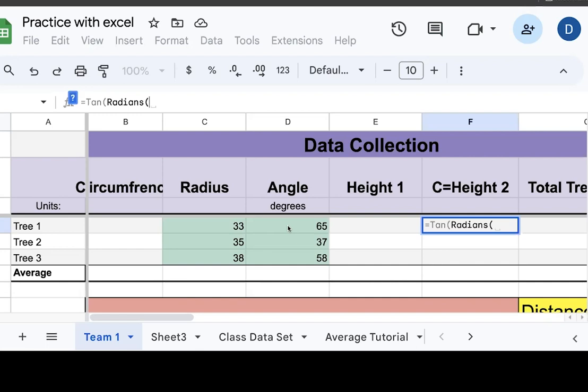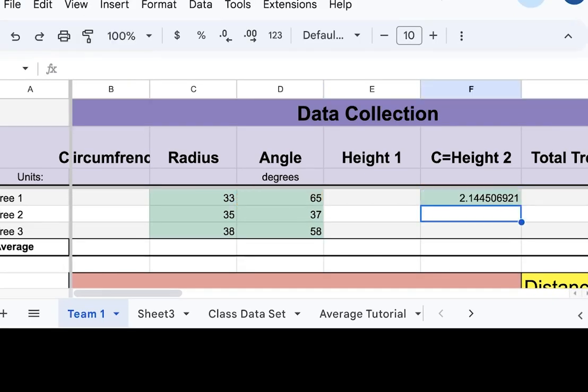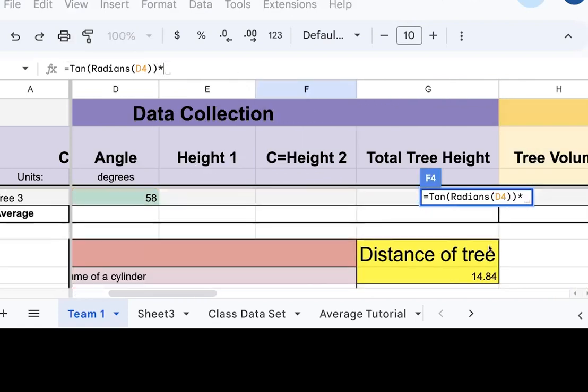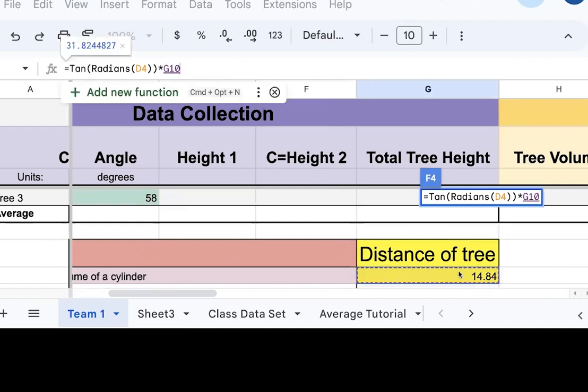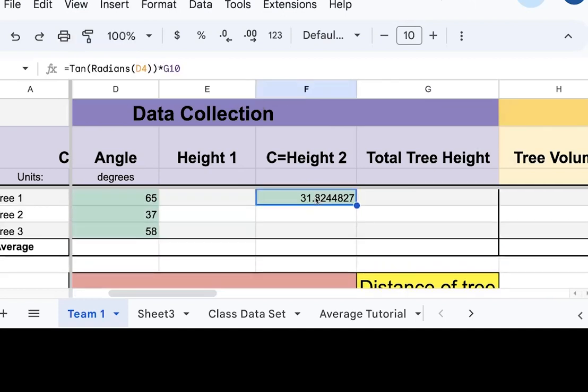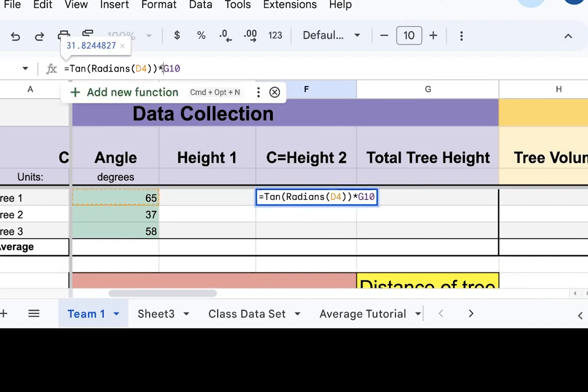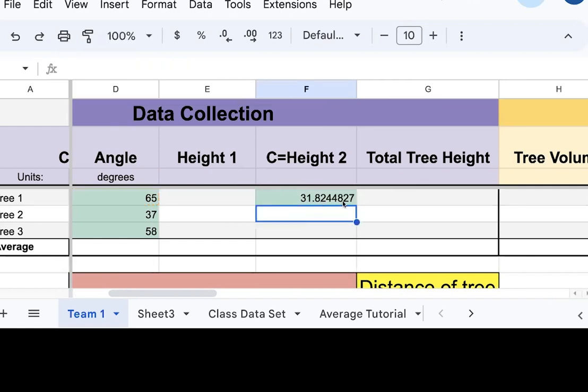Now I will select 65. And now we found the tangent of this. This answer is incomplete because we didn't multiply by the distance, which is in the cell over here, G10. Before we drag, what should we do? Right, we are going to make this an absolute reference. So when we drag it, it does not move from this spot. Now we got a reasonable answer.